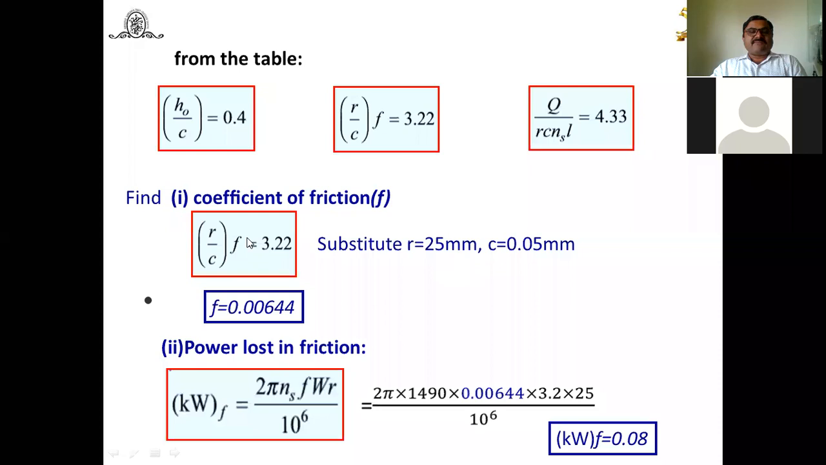So what will you get here? F, therefore, F is equal to 0.00644. This is your final answer, the coefficient of friction.